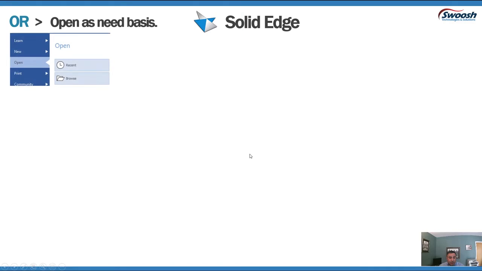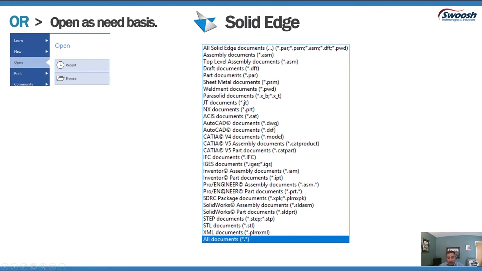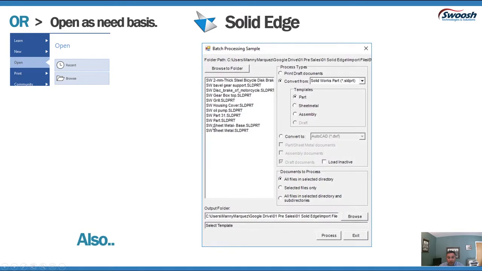So in other words, if I go to Solid Edge, in this case browse, and then select the file type that you want, you can see that you start with SolidWorks, SDRC, Pro-E, Inventor, and the neutral ones right here: IGES, CATIA, AutoCAD, ACIS, NX, all the way up to the top. Obviously, these are native formats. Also, we have batch processing.